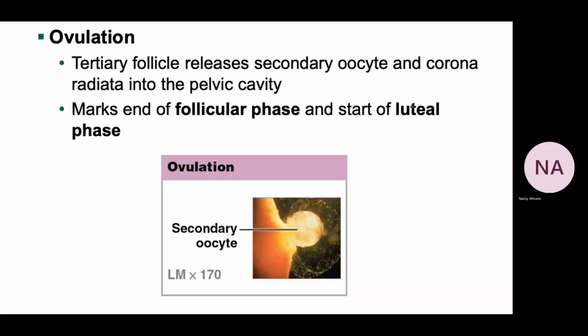Ovulation. When the tertiary follicle releases that secondary oocyte, as well as the corona radiata, into the pelvic cavity, that's ovulation. And that's a really fabulous photograph right down there. That means the follicular phase of the ovarian cycle has ended, and the luteal phase has started.